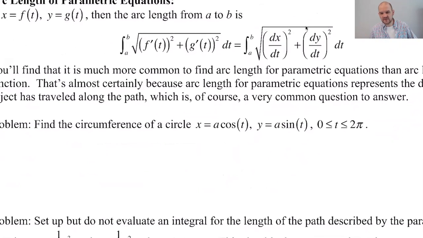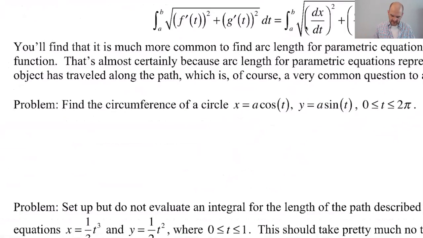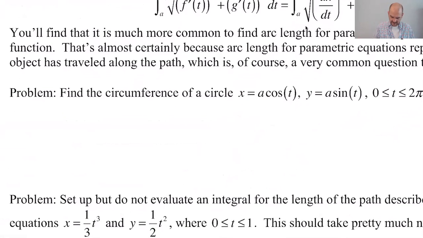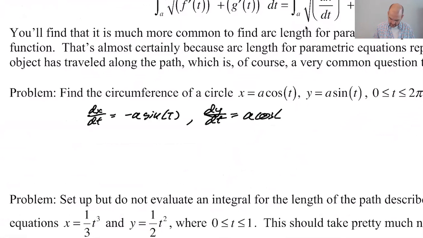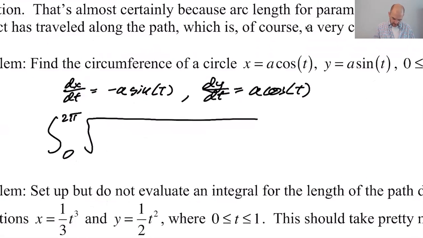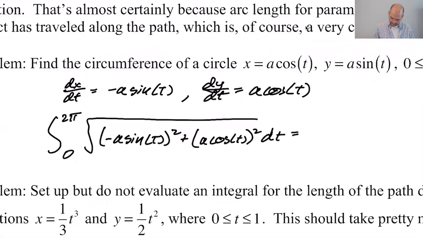So let's see if we can find the circumference of this circle. This is actually a pretty common one: these are the parametrics for a circle that has a radius of a. I'm going to find dx/dt, which is negative a sine of t, and dy/dt, which is a cosine t. You have to find both of those so that you can plug them in. So we're going to do the integral from 0 to 2 pi of the square root of (negative a sine of t) squared, and then (a cosine of t) squared, dt.